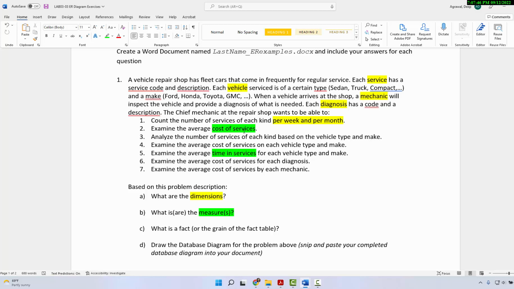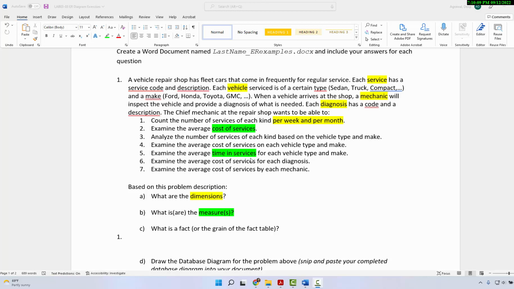Examine the average cost of services. We already have that. Examine the average cost of services by each mechanic. So it looks like we have two measures here, cost of services and time in services. Once again, these two times are different. This one is about how many cars or vehicles are coming in for service. So basically with this dimension, you are measuring what day of the week, what year, what month did the car come in for service. So basically you are capturing the date of service.